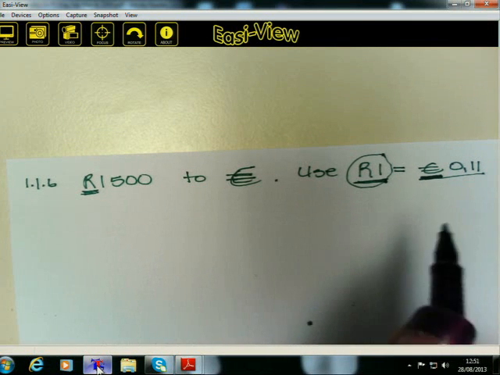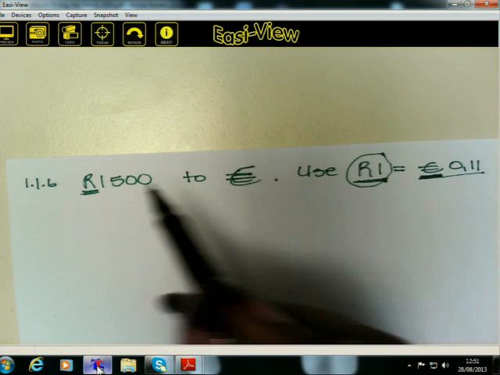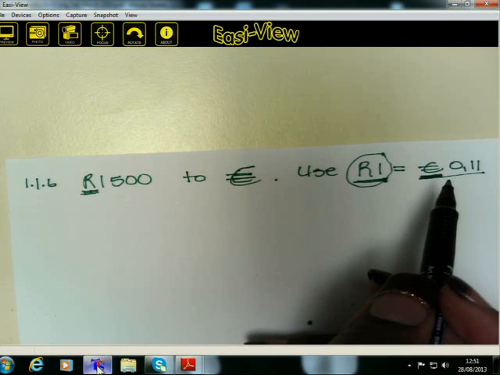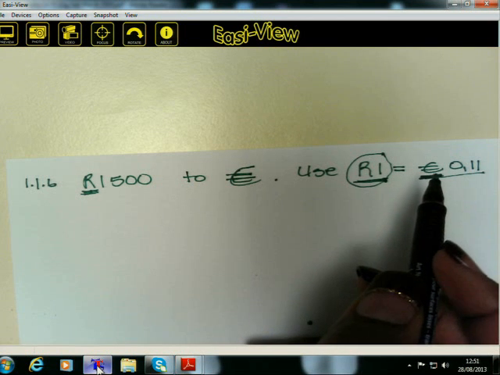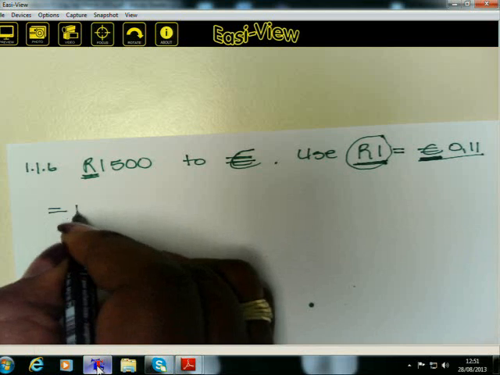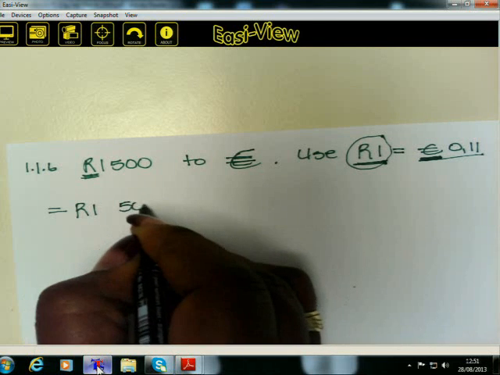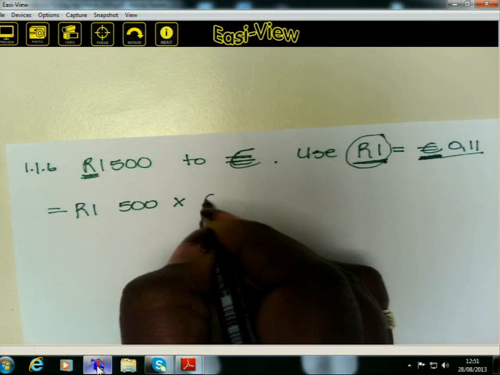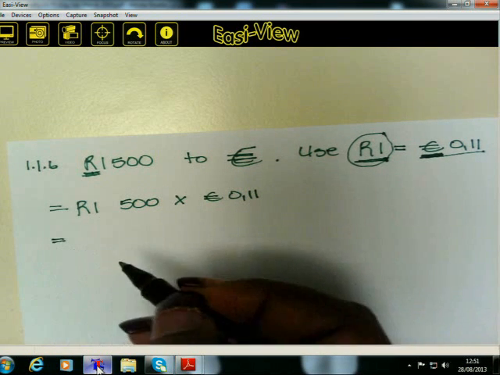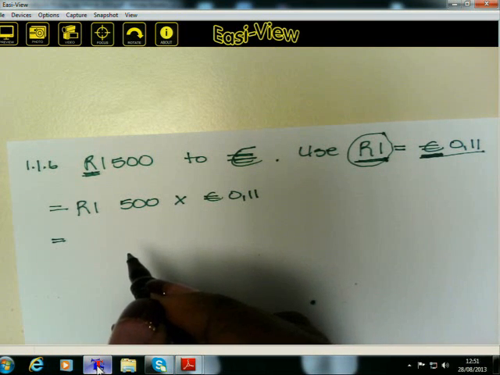Now what you are going to do is use these as your clues. If your units are not the same, then we are going to multiply. Only if our units were the same, then we would divide. But in this case, we are going to multiply because our units are not the same. So we will multiply that 1,500 rands with 0.11 euros.